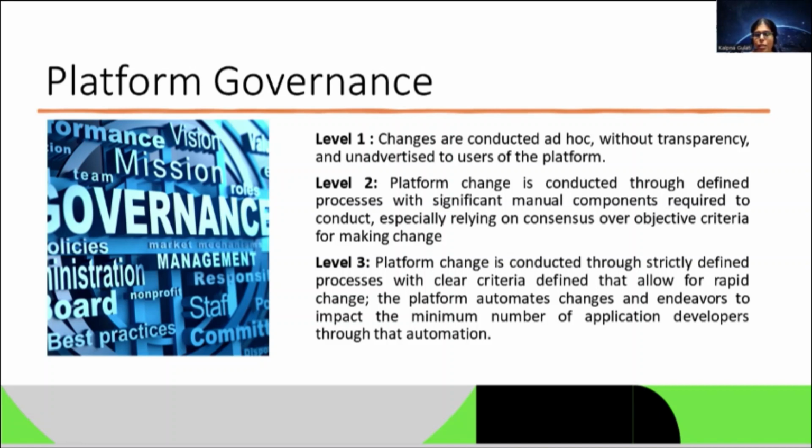Generally, what is happening is changes are conducted ad hoc, without transparency and unadvertised to the users of the platform. So, for instance, if I'm using, say, Golang or Python, I find a new patch, I update it. Did I bother to inform my customers who are using this platform? And by customers, it need not mean the external customers. It could also mean the internal teams who are using the same platform as yours, right? That is the general practice that happens. And then there is that plumbing work that goes in, okay, this platform has changed, so now we change our libraries, we change the dependencies, and there's a rework.